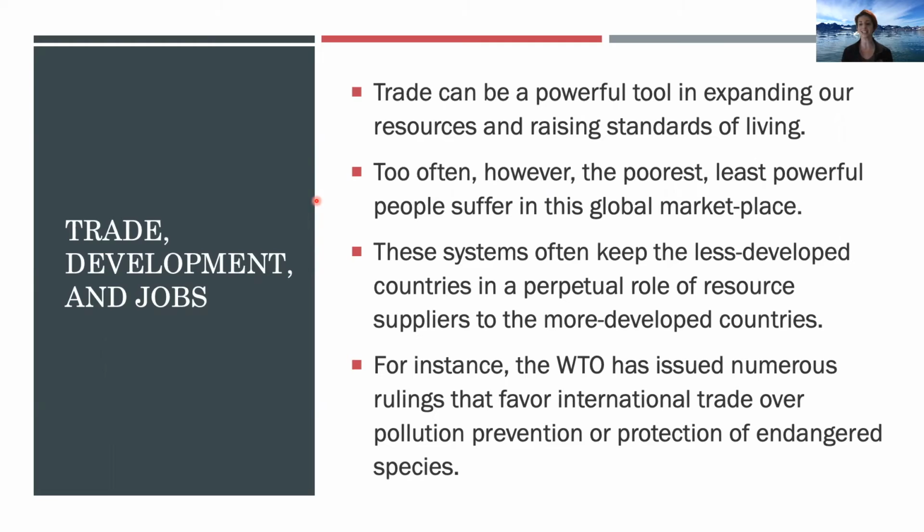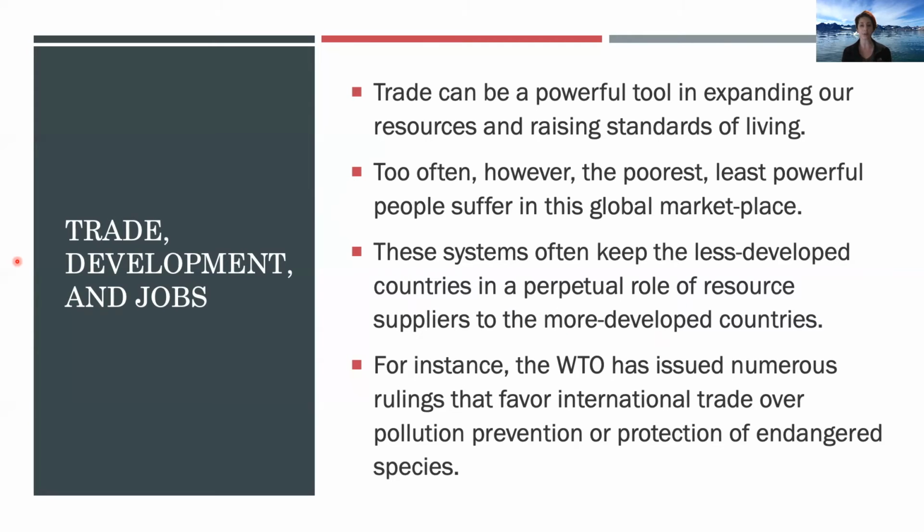So these systems that are in place often keep the less developed countries in a perpetual role of resource suppliers to the more developed countries. They can never gain a foothold to become one of those more developed nations. They are the producers of raw materials like mineral ores or agricultural products. And unfortunately, they get very little of the income that's generated from international trade.